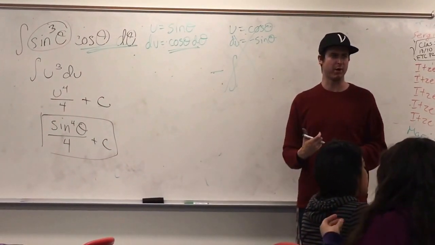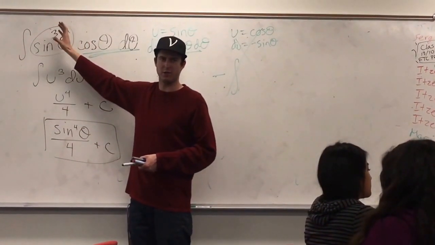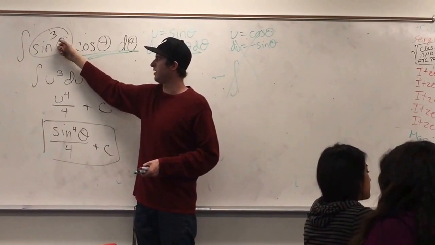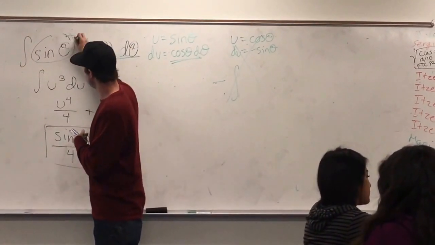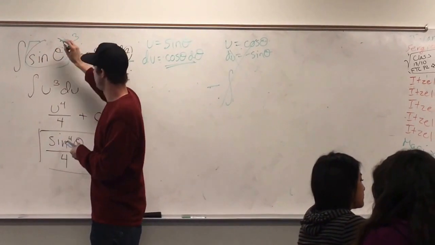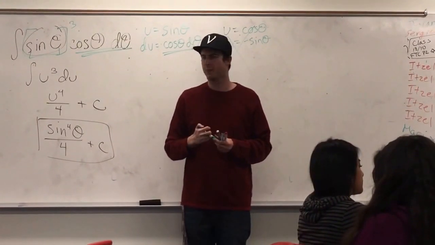But once you see a bunch of them, you just know, okay, that one's a little more complicated, so it's going to be my u. And it's not theta, it's the whole sine theta. That's why I was saying if you kind of rewrite this as the whole thing cubed, you can see that's what you want to make your u. Everything inside is u. But good question.